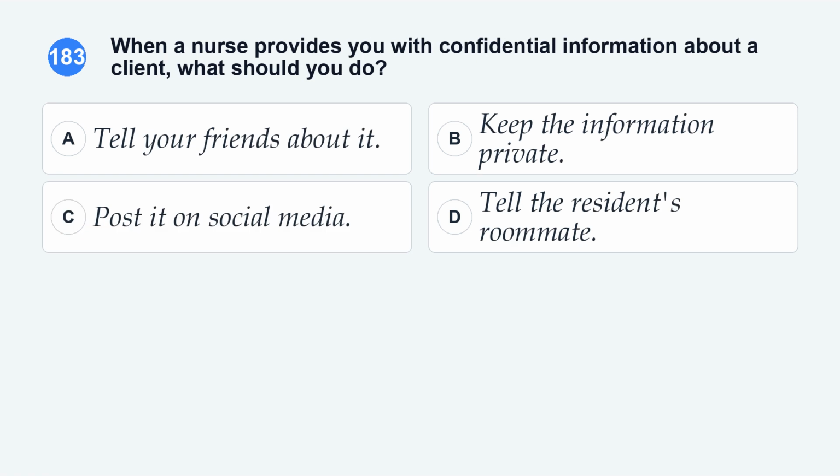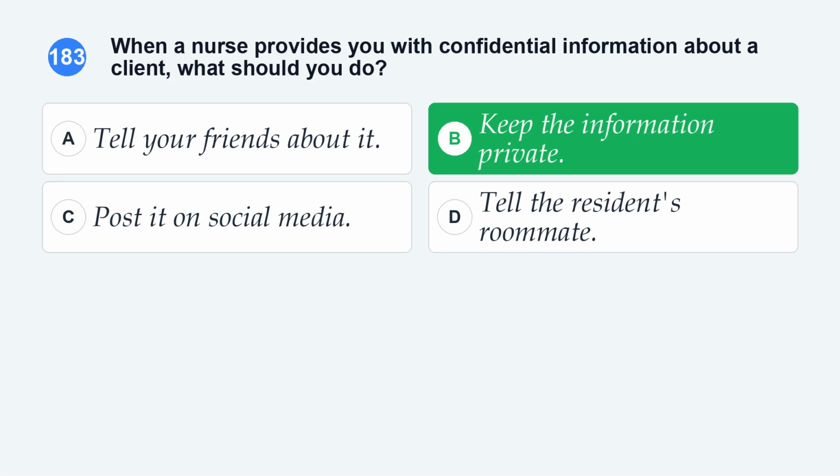Question 183. When a nurse provides you with confidential information about a client, what should you do? Option A. Tell your friends about it. Option B. Keep the information private. Option C. Post it on social media. Option D. Tell the resident's roommate.